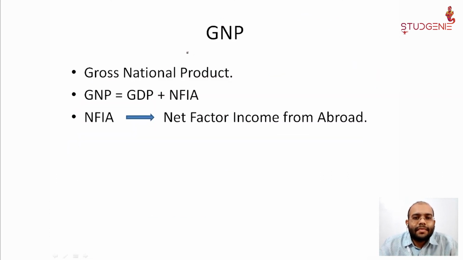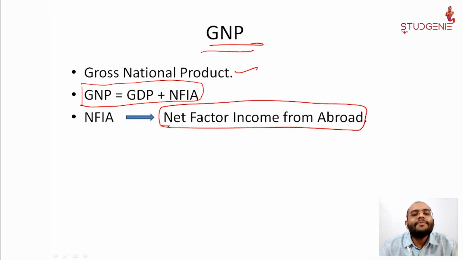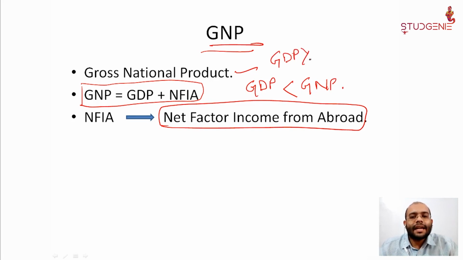What is GNP? GNP is gross national product. GNP includes GDP plus NFIA. What is NFIA? Net factor income from abroad. GDP is always less than GNP. GDP is always greater than NDP, and GDP is always less than GNP. Remember these relations. These are important from your exam point of view.